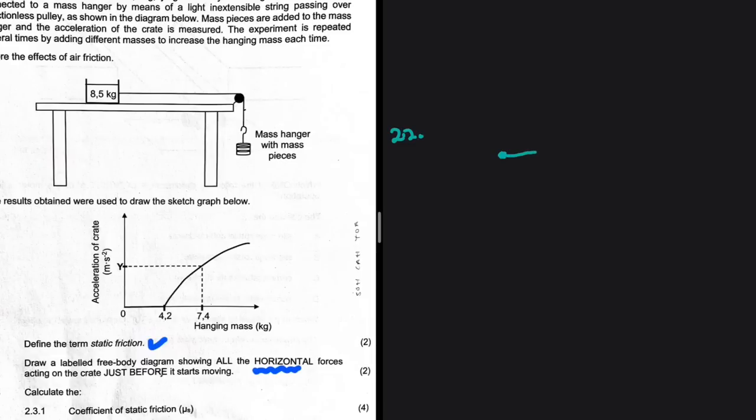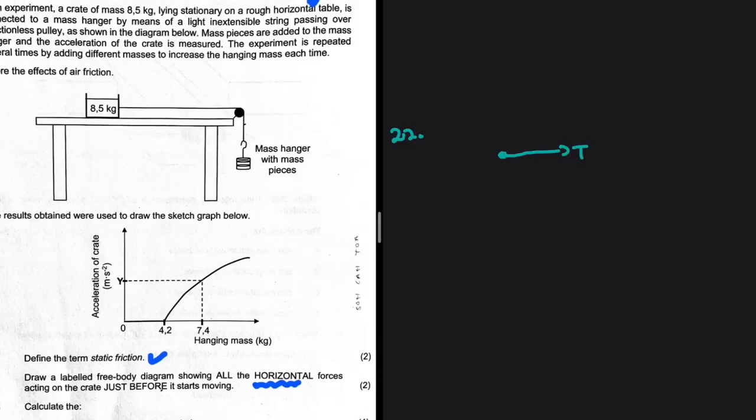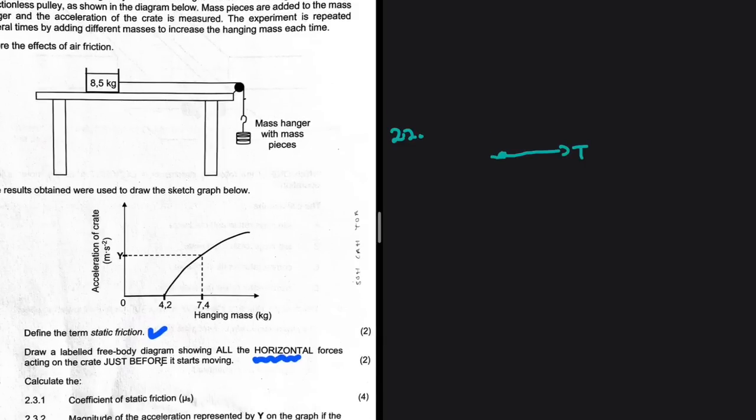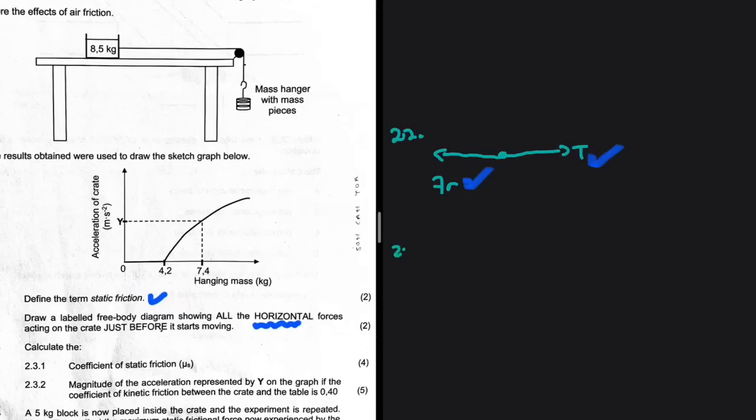Okay, so obviously we have the tension, right, as a consequence of the light inextensible string that connects the crate and the mass hanger. And then we also have the frictional force acting on the object. So there we go. These are the only 2 forces that we're supposed to have: the frictional force and the tension force. Right, no normal force, no weight. Not because they are not there, not because they do not exist. They still do exist, but the question is saying only the horizontal forces. So we have to respect that.